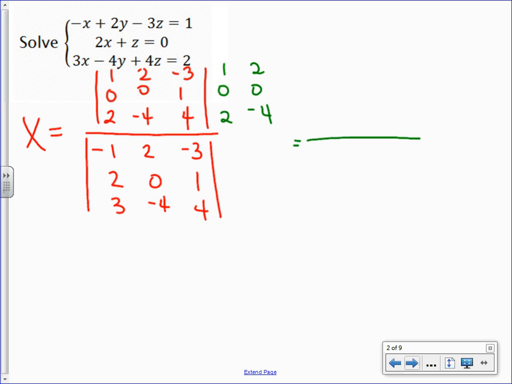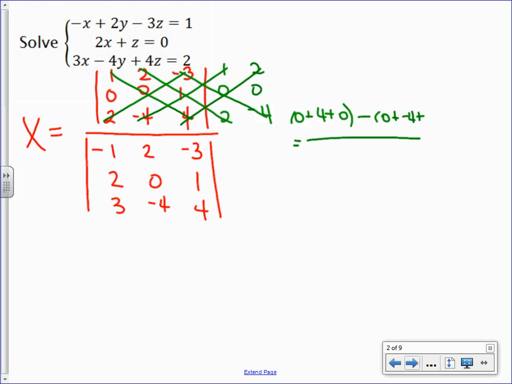Downwards. So 1 times 0 times 4. 2 times 1 times 2. -3 times, it doesn't matter, it's going to be 0, right? Minus 2 times 0 times -3. -4 times 1 times 1. And 0. So what is the value of our numerator?